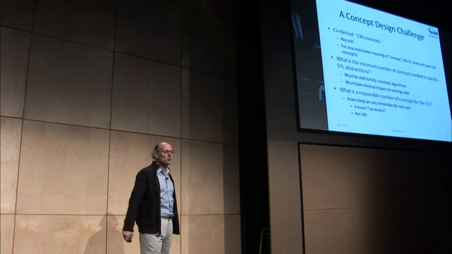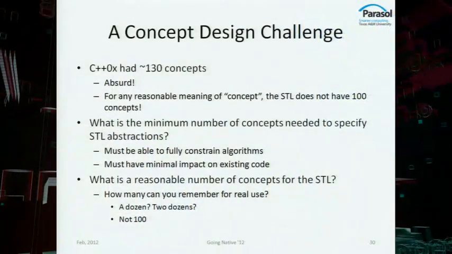So basically, there's a concept design challenge. C++0x had 130 concepts, plus or minus a few. There are so many that it's hard to keep track of and count. That's absurd. There are not 130 fundamental concepts in the STL. How many do we have? About a dozen, I think. Maybe two dozen. Again, it depends on exactly what a concept is.